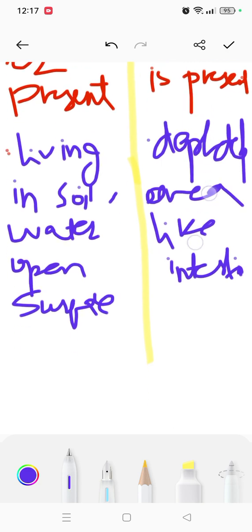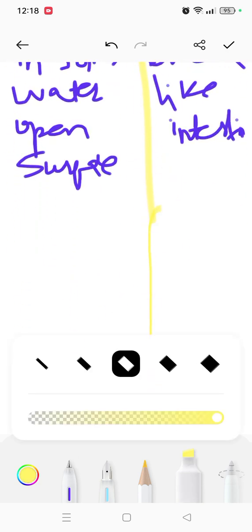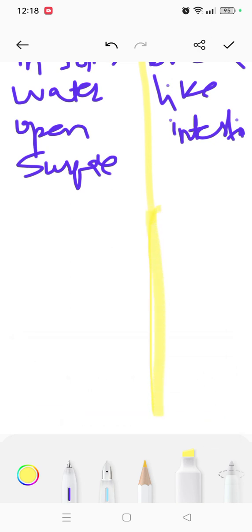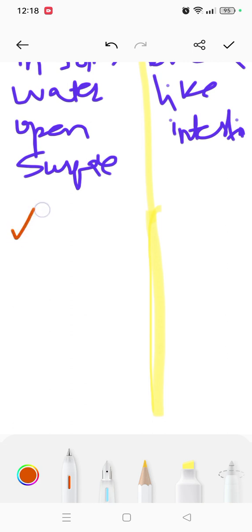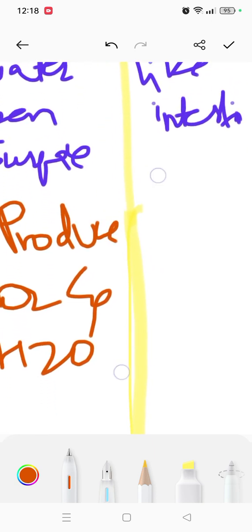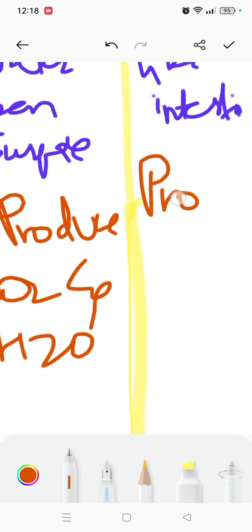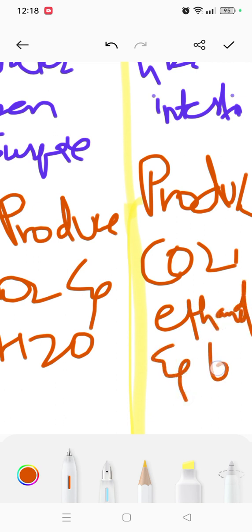Then, in aerobic respiration, you will see what they produce. They produce CO2 and H2O. And when we talk about anaerobic, they produce CO2, ethanol, and lactic acid.